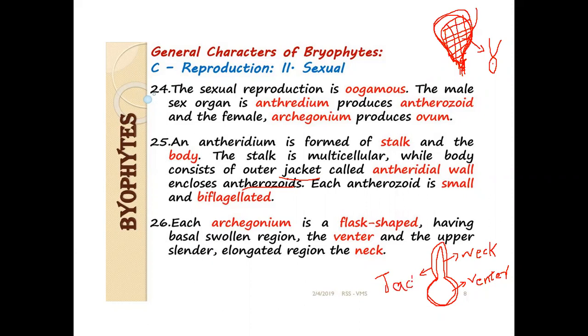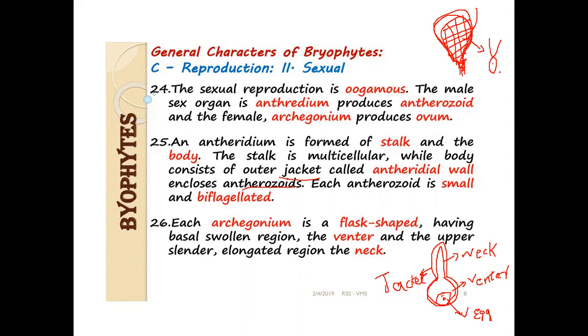So we can see the presence of sexual organs. Sorry, in this venter, archegonium is a female sexual organ. In this venter, we can see the presence of the female gamete, which is called the egg or ovum, which is a female gamete.